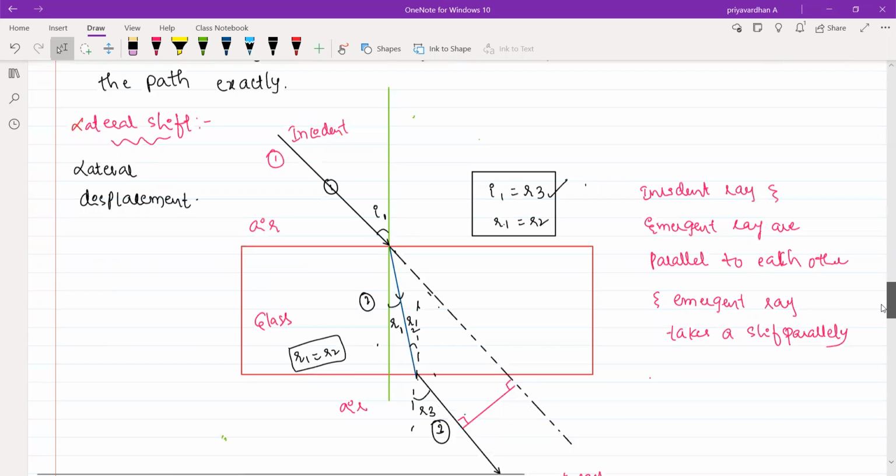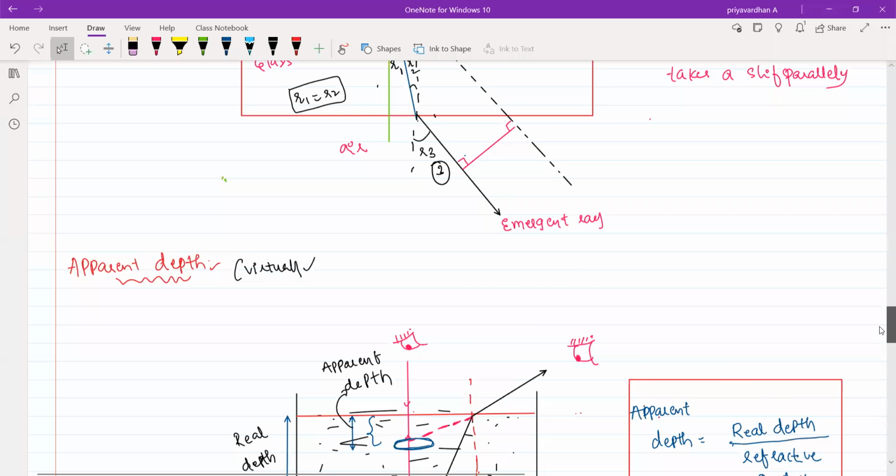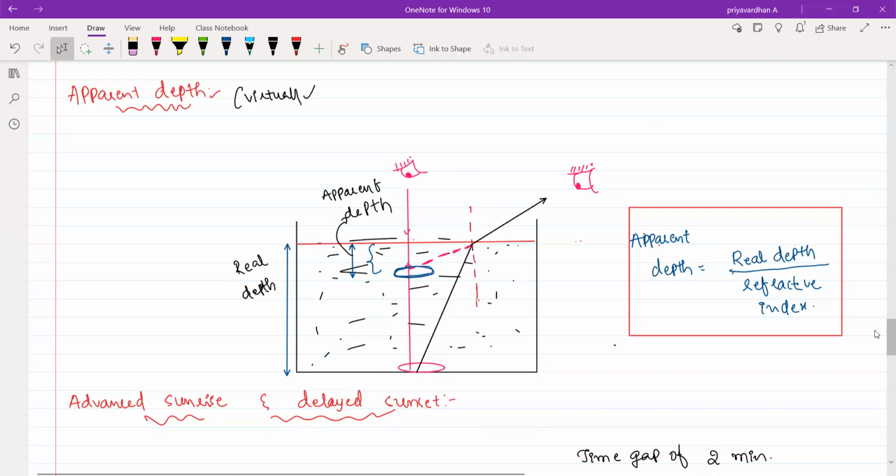Then we come to the lateral shift. Try to extend the incident ray. The emergent ray also, try to extend it. You can clearly see that the emergent ray as well as the incident ray are parallel to each other. So you can see that the incident ray seems to be shifted a bit parallelly. This shift is known as lateral shift, or it is displaced by a bit. This is known as lateral displacement too. Is that clear? Okay.